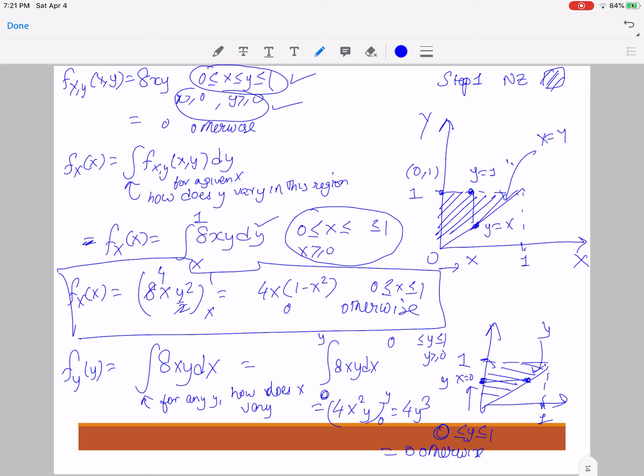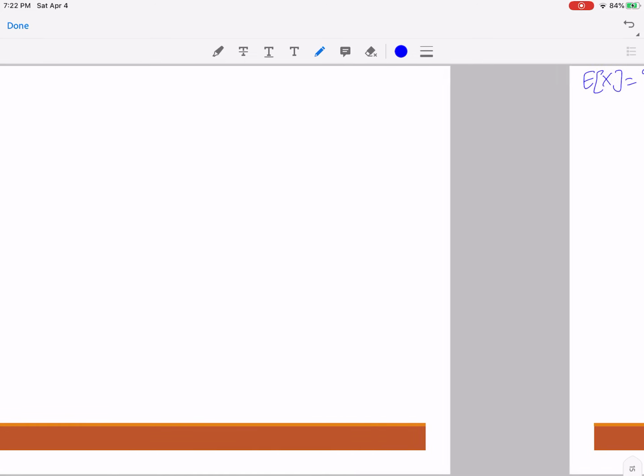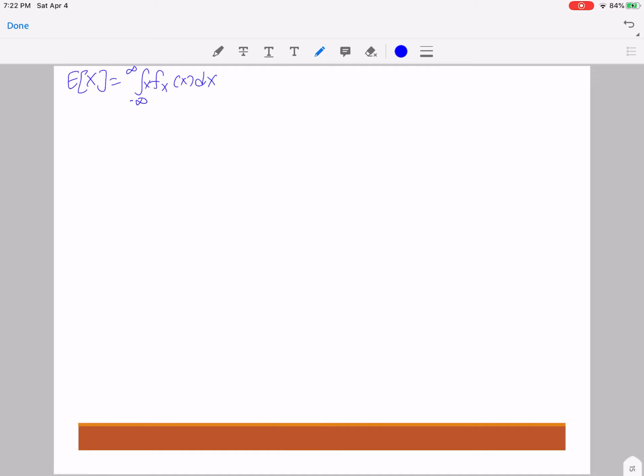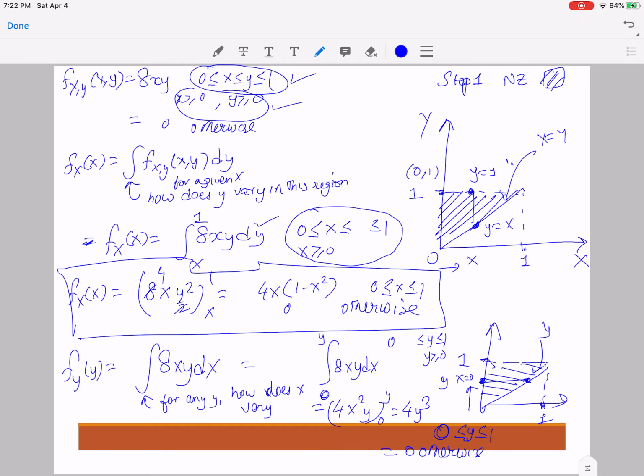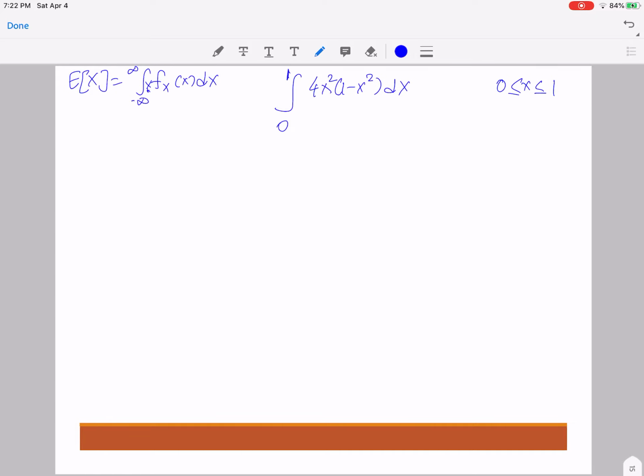Right, okay. So once I have identified the marginal PDF of x and y, I can use them to calculate the expected values. So expected value of x will be integration, typically from negative infinity to infinity, of x times f of x dx. f of x here is 4x times 1 minus x squared dx, times this x here, giving me x squared. And I'll integrate this, and the limits will be from 0 to 1, because this PDF is non-zero between 0 to 1.